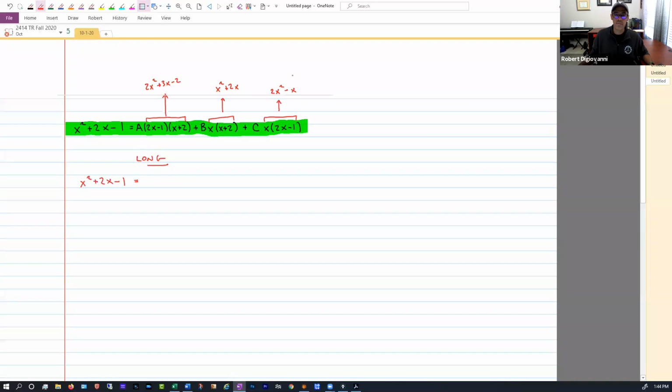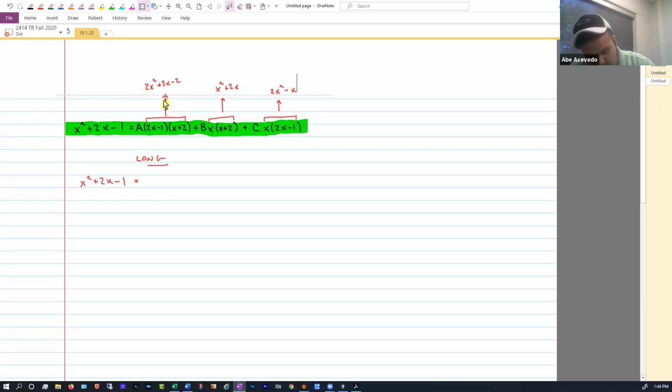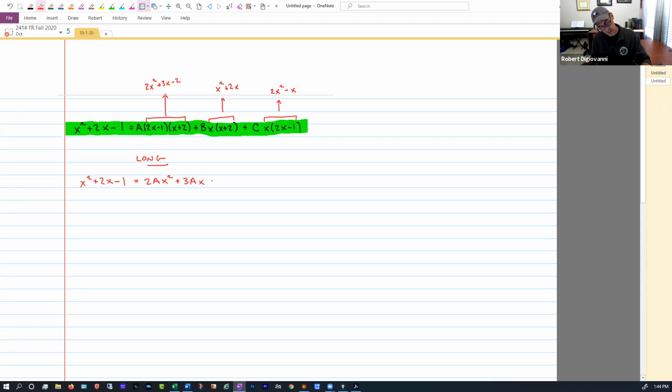Do y'all agree with that? That's what you would get if you multiply those together? Okay, now remember this part here that I did first, I had an A in front of all that. So basically every single one of these terms is going to get an A attached to it. So it's going to become 2ax squared plus 3ax minus 2a. That is just this right here.